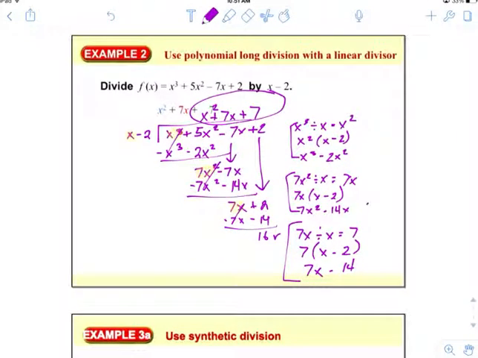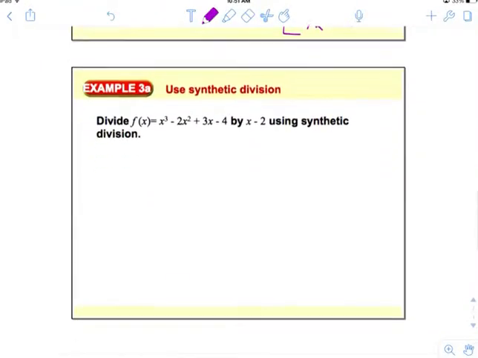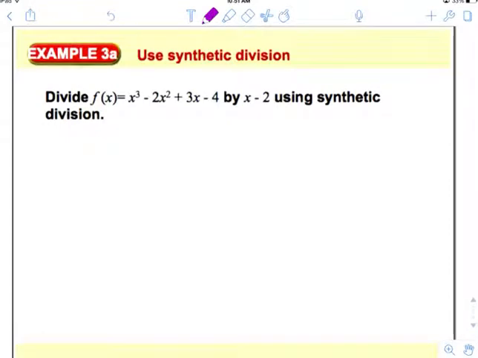And again, you can go back and check that with your calculator by multiplying the divisor and the quotient and adding the remainder to get the dividend. Example 3a is a little different. We are going to be using what's called synthetic division to solve this problem. And synthetic division we can only use when our divisor is in this form of x plus or minus k.